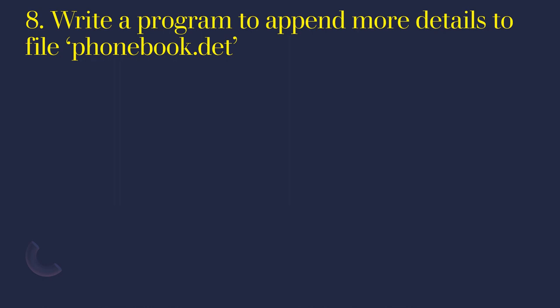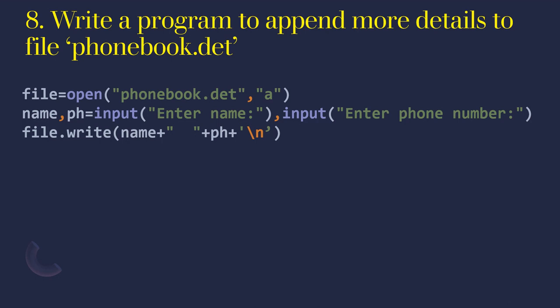Now write a program to append more details to the file phonebook.dat. To the same file, the file has to be opened in append mode because we have to append new data into it. Now we are creating two variables, name and ph, to store the name and phone number, and it will ask the user to enter a name and enter a phone number. These two input statements we can keep in a single line also, no problem. Then we will write these things, file.write name plus one space or tab, then the phone number value, which is stored in a variable ph, then plus next line. That means name and phone number will be appended into the file with a next line.